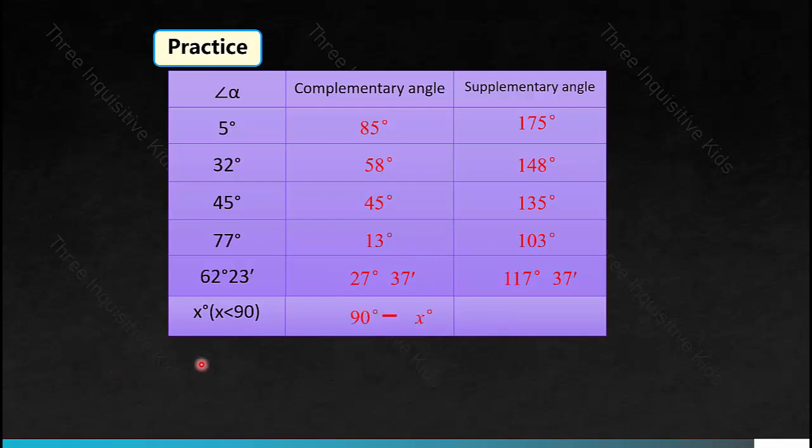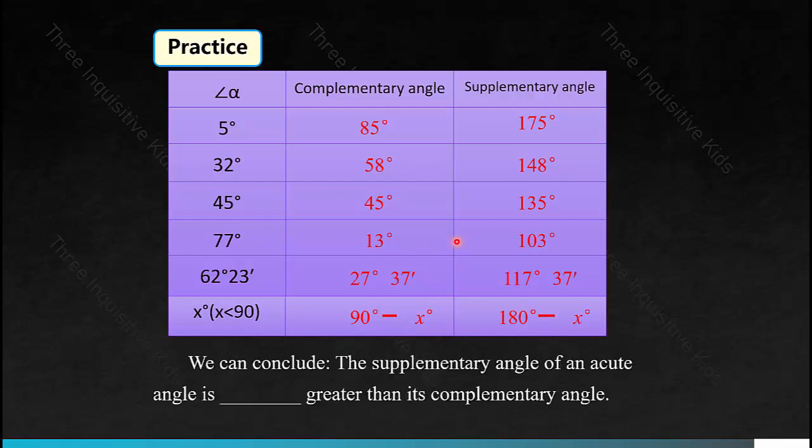Now, if this were x degrees, where x is less than 90, then its complementary angle would be 90 degrees minus x degrees, and 180 degrees minus x degrees for its supplementary angle. We can conclude that the supplementary angle of an acute angle is blank greater than its complementary angle. What relationships do you observe between these pairs of numbers? Well, the supplementary angle is always 90 degrees greater than the complementary angle.